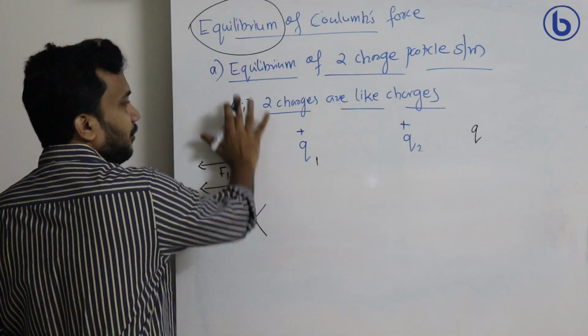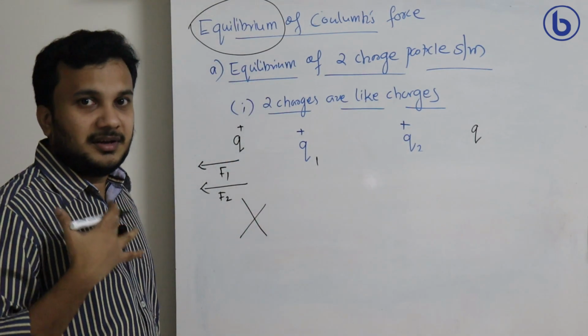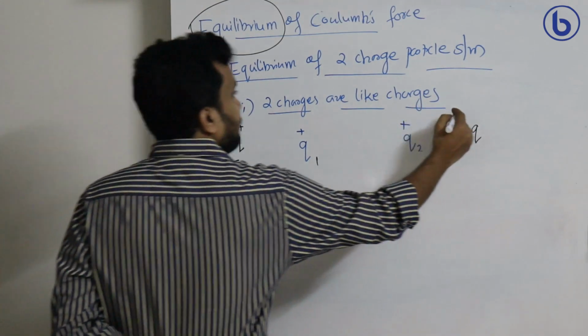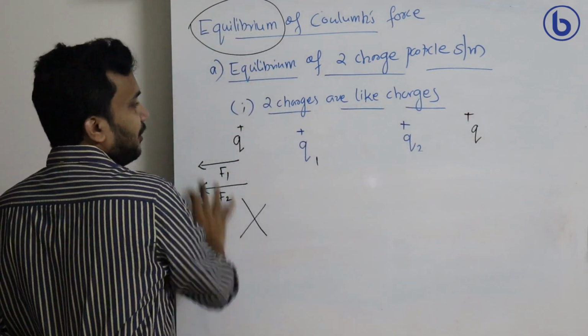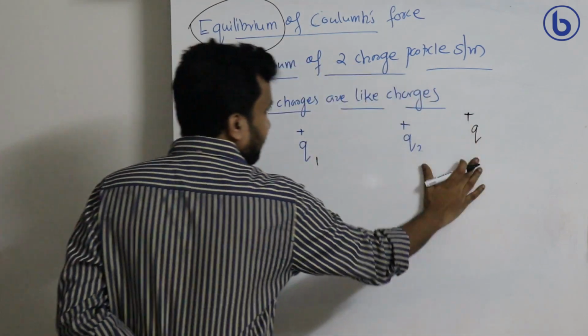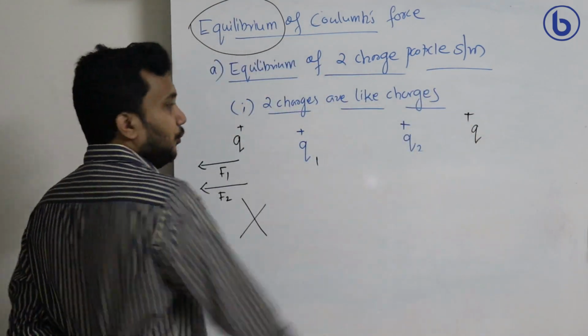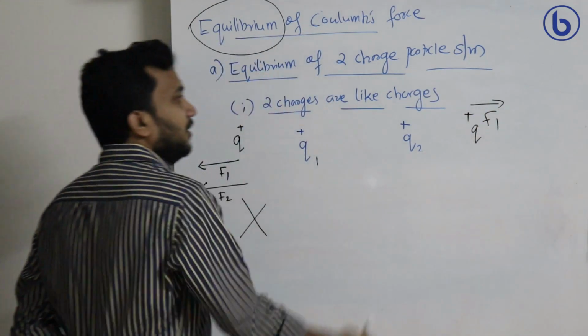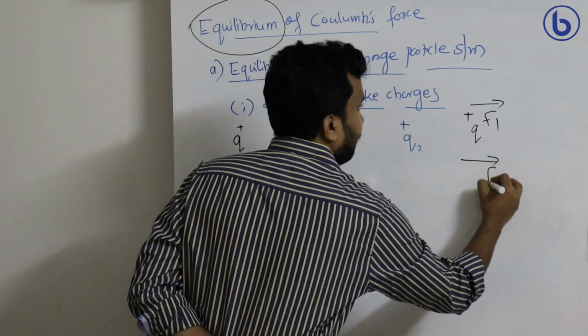Now this is not possible, we understand this is not possible, and we are going to see whether that area is possible or not. If Q is also positive, the same Q, now you can forget about this part, we are only concentrating here. Q will be here, Q with the Q1, it will repel, so F1 force will be here. Q with the Q2, it will repel, F2 force will be here.